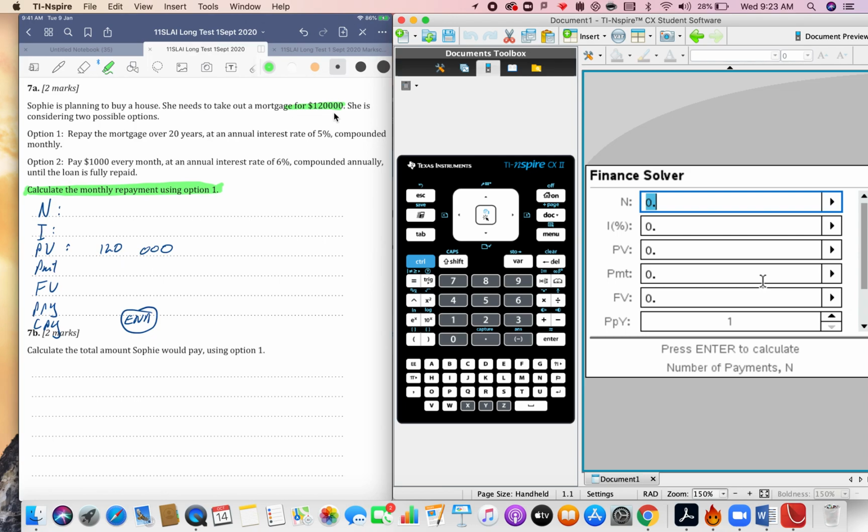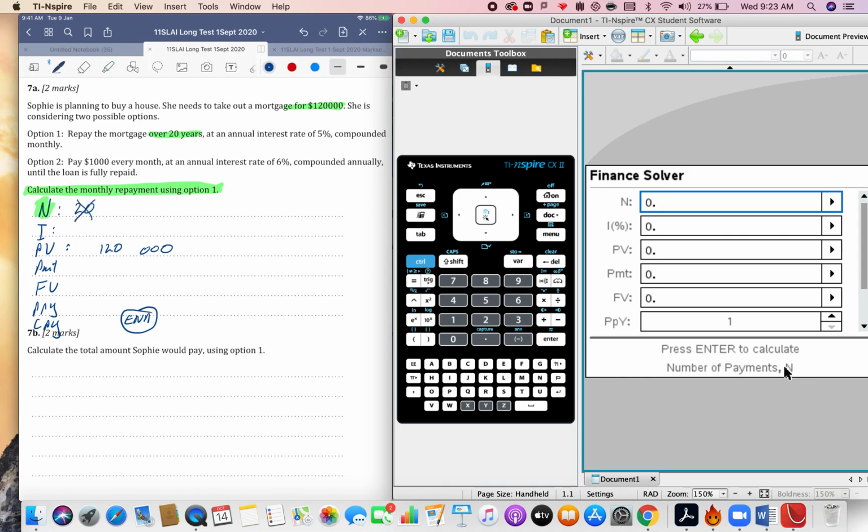Next, calculate the monthly repayments using option 1. This is what we're focusing on now. We just ignore option 2 here and look at option 1. Repay the mortgage over 20 years. You're thinking that n is 20, but remember, if you look at the calculator, it says number of payments n. It doesn't say the number of years. So don't be tricked into thinking that is just the number of years.